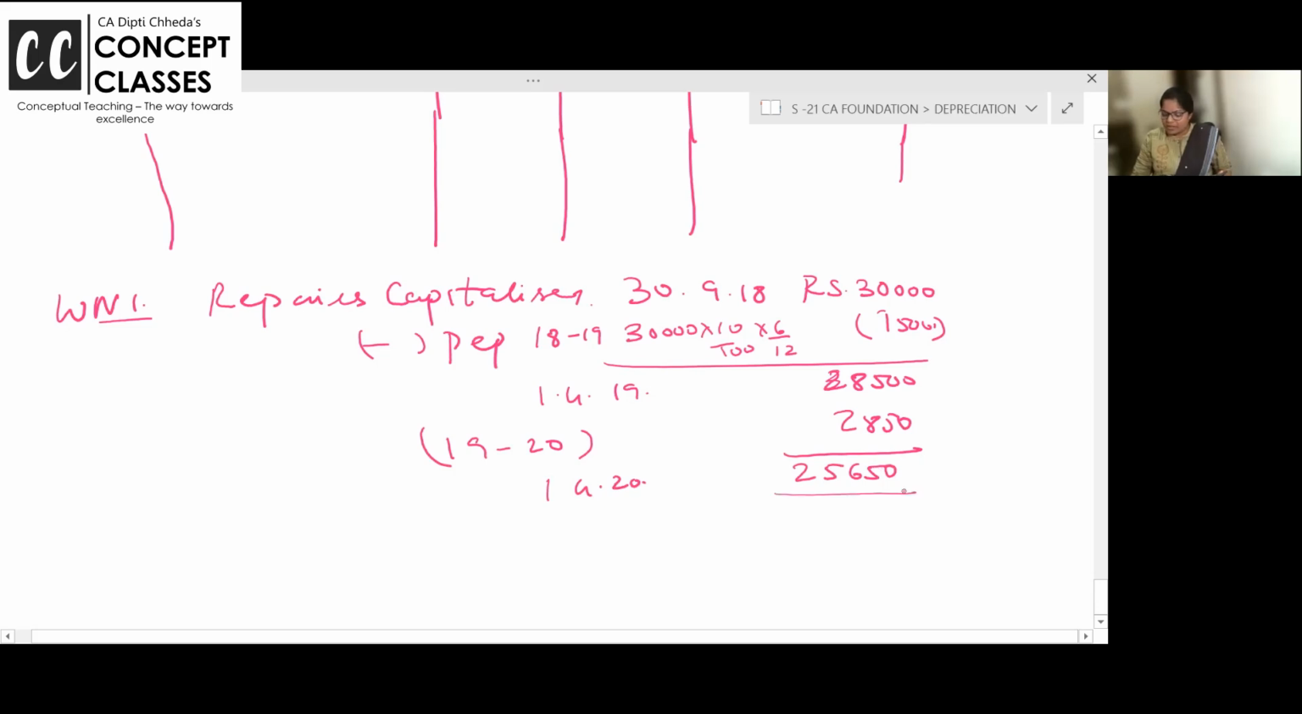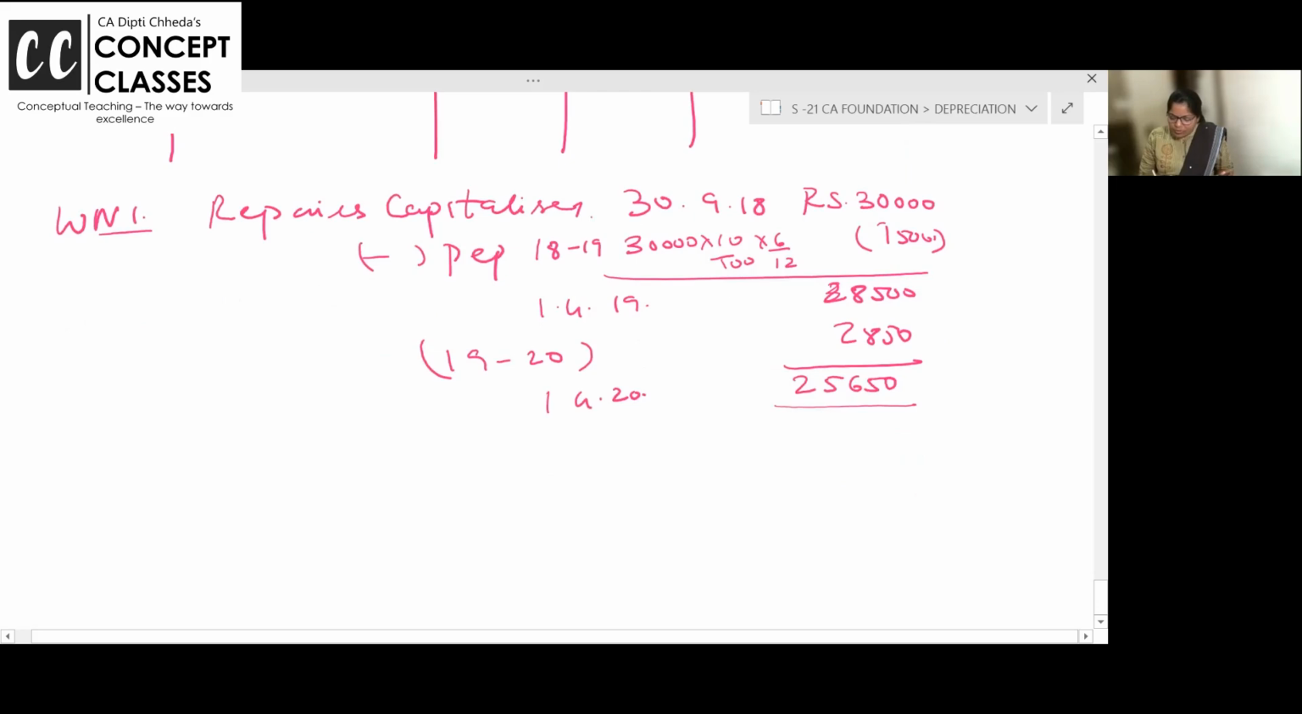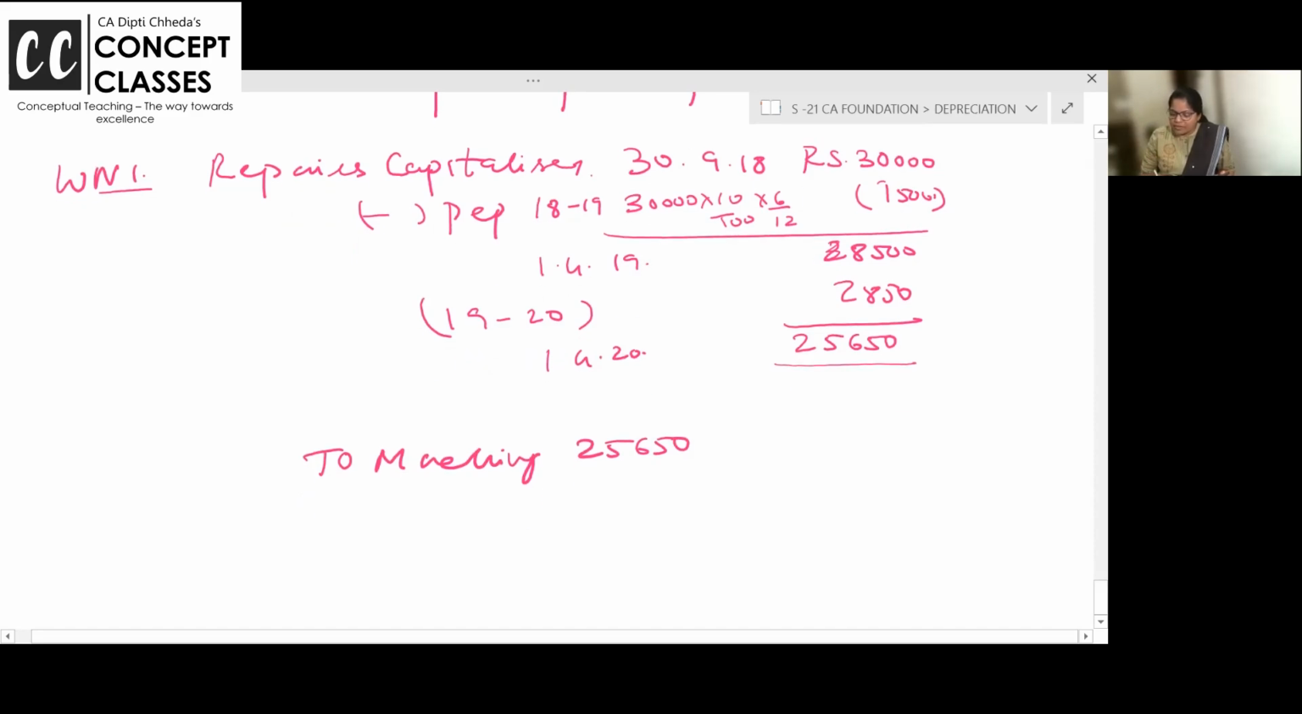25,650. So now what you have to do? By mistake you capitalized machinery, so you have to credit machinery. Machinery credit 25,650. Actually repairs debit, but instead of repairs, what will you debit?